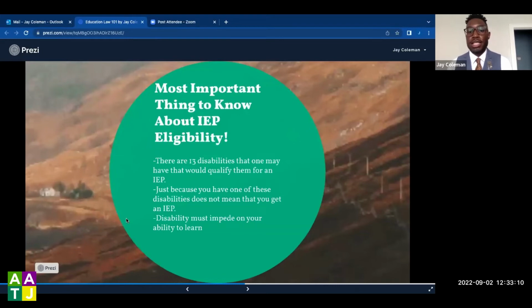Okay, one of the most important things to know about IEP eligibility is, are you eligible? There are 13 disabilities that one may have that will qualify them for an IEP. The next slide will list all 13. Just because you have a disability does not mean that you'll get an IEP. For example, if you're hearing impaired, and it may be considered severe, but once you turn your hearing aid on, you're able to hear just like someone who's not hearing impaired. In that case, you more than likely won't get an IEP.